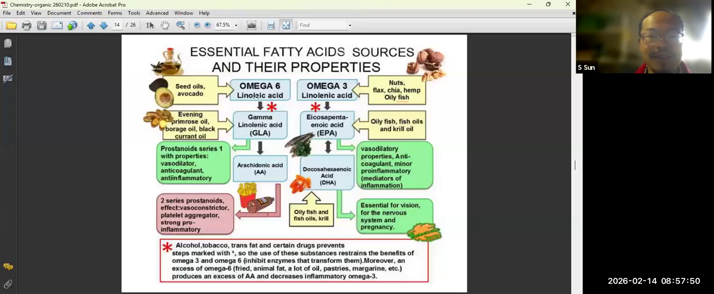Seed oil, omega-6, seed oil, all right? Oil right here, that's this one here. Seed oil, avocado. Then our body will convert them. You need that, and our body can convert them into some other things. Commonly, we see EPA and DHA, which are very important for our body to use. So that's essential fatty acids.